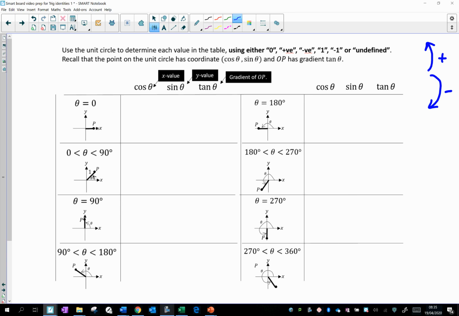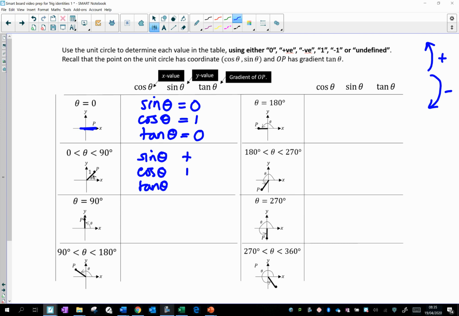Let's think about what happens when that angle theta is 0. In the first diagram, P is just one unit to the right. Let's think about each one. Sine theta, the y coordinate, is going to be 0. Cos theta, the x coordinate, is going to be 1 because you're going 1 unit to the right. And tan theta is going to be 0 because the gradient of this horizontal line is 0. As we did on the previous page, for the second one, sine theta, cos theta and tan theta are all positive. So positive, positive, positive.